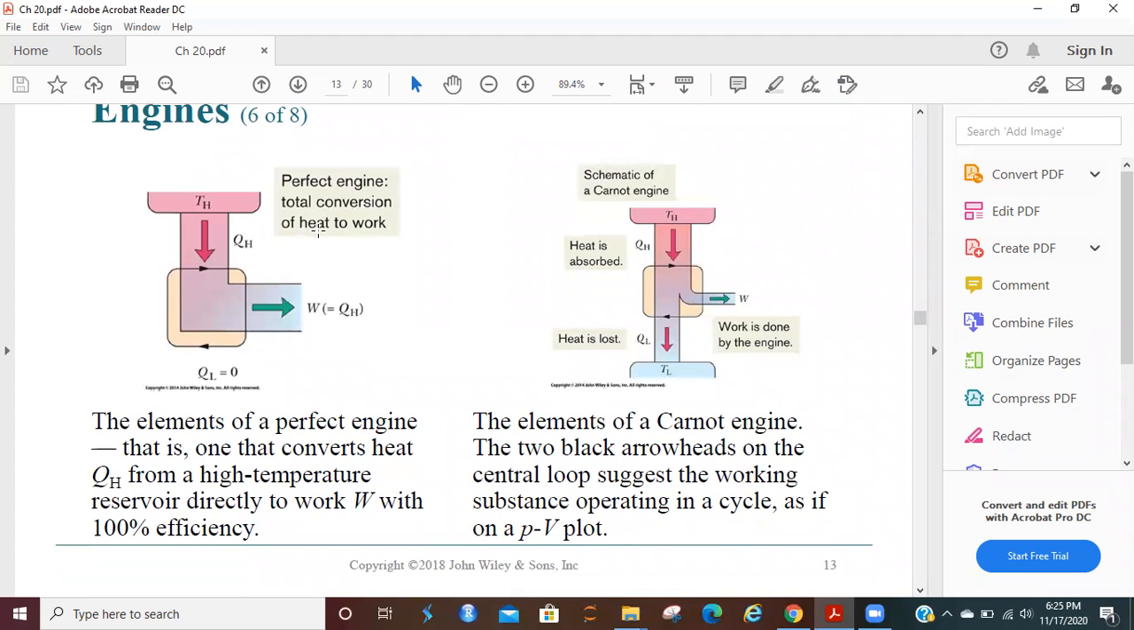So you can see here the elements of a perfect engine. That's one that converts heat, Q sub H, from a high temperature reservoir directly into work with 100% efficiency. The elements of a Carnot engine, you can see here, the two black arrowheads on the central loop suggest the working substance operating in a cycle. So you can see the heat coming from the reservoir, you've got it going out, and the engine's doing work, and then you've also got some heat lost.